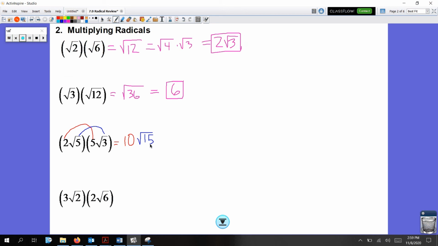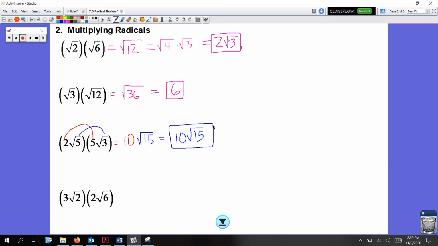You always want to try to see if you can break down 15. 15 is 3 and 5. There's no pairs of numbers. There's no perfect squares in there. So it's just going to be 10 root 15. That's as simplified as it gets.